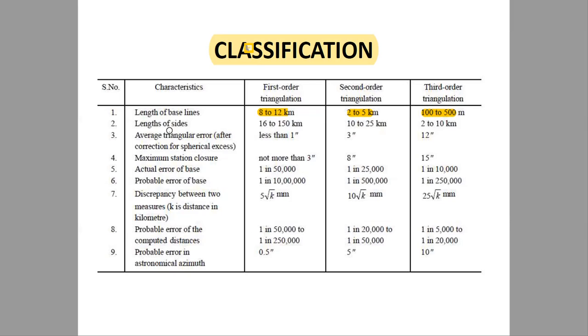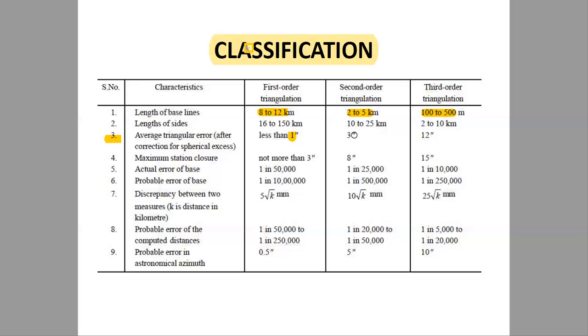Now, the second characteristic is the length of sides, which should be in between 16 to 150, 10 to 25, and here 2 to 10. Now, the third point is the average triangular error. What is the possible error that is allowed in first order triangulation, second order triangulation, and third order triangulation? In first order triangulation, the error that is permissible is 1 degree.